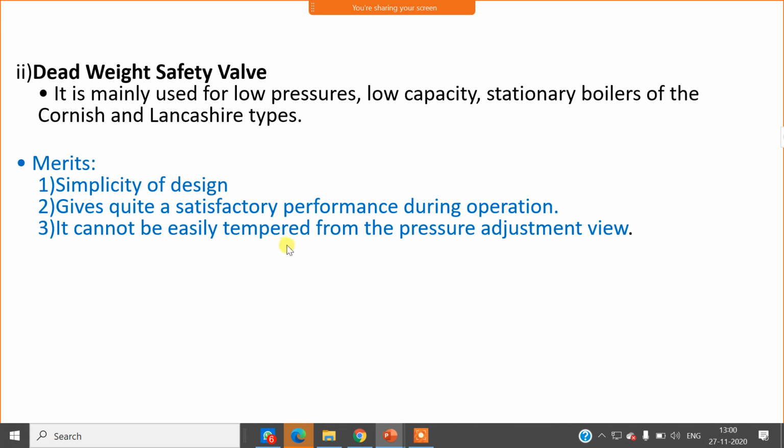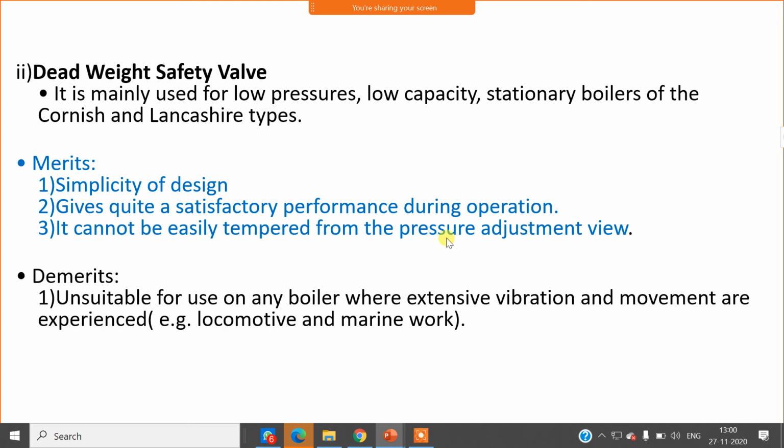It can be easily tempered from the pressure adjustment point of view. As I said, if you want to decrease the working pressure, we can remove the weight ring. If you want to increase the working pressure, we can add the weight.